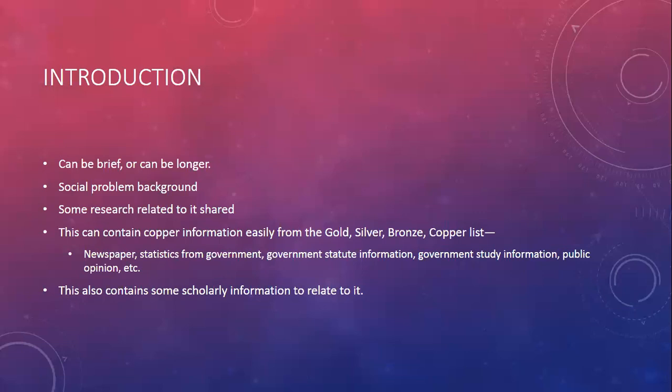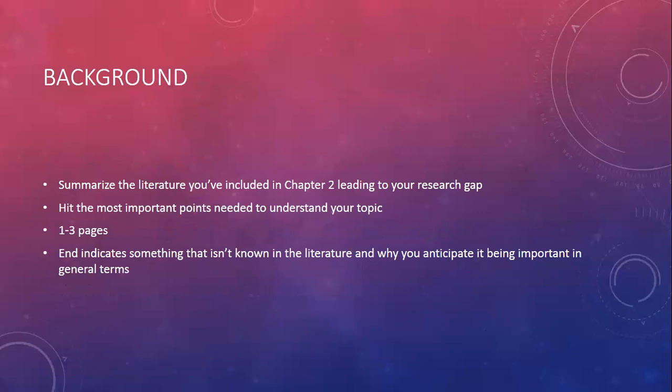Now, if you don't need it, then it's appropriate not to have it there. But this is where it might be appropriate for you to use it. Okay, and there can also be, and often will or should be, some scholarly information there as well. Your background is where you really begin to discuss the peer-reviewed literature. Now, all of the background is probably going to come from your Chapter 2 development.